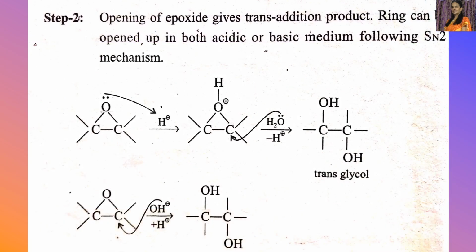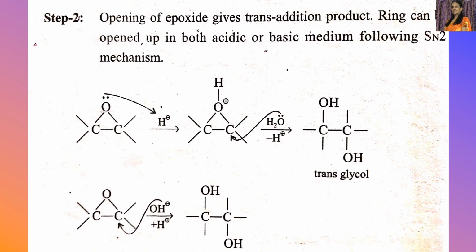Now in the second step, what happens? Opening of the epoxide gives the trans addition product. Opening of the epoxide forms a trans product. The ring can be opened in both acidic and basic medium, following the SN2 mechanism. What is SN2? We know it is a substitution nucleophilic bimolecular reaction. So by this method, the ring opens in acidic or basic medium.